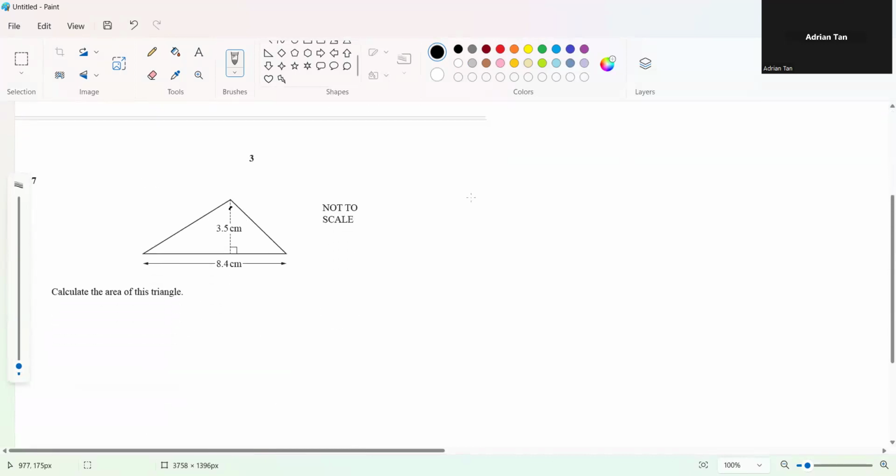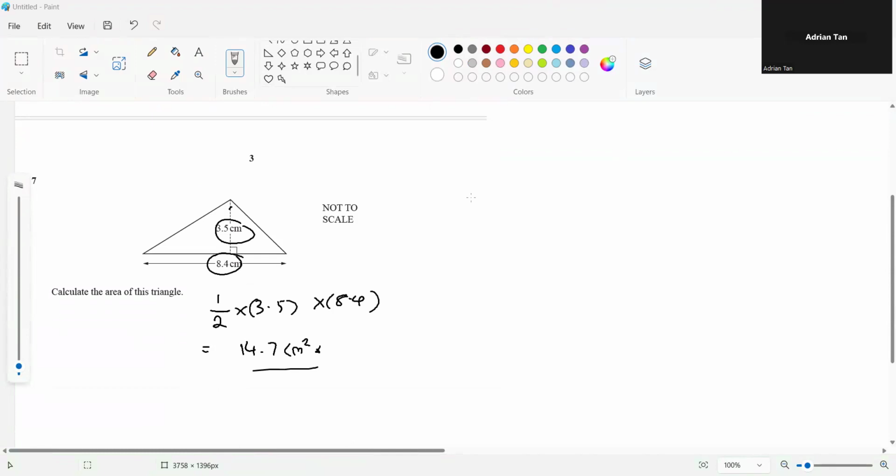So for question number 7, it is the area of triangles. They've given us the height, they've given us the base. All we need to do is just take half multiplied by the height and the base, or the base and the height. Either order is fine, doesn't really matter. So we will get 1 over 2, 3.5, 8.4. That is 14.7 cm square. That one is done.